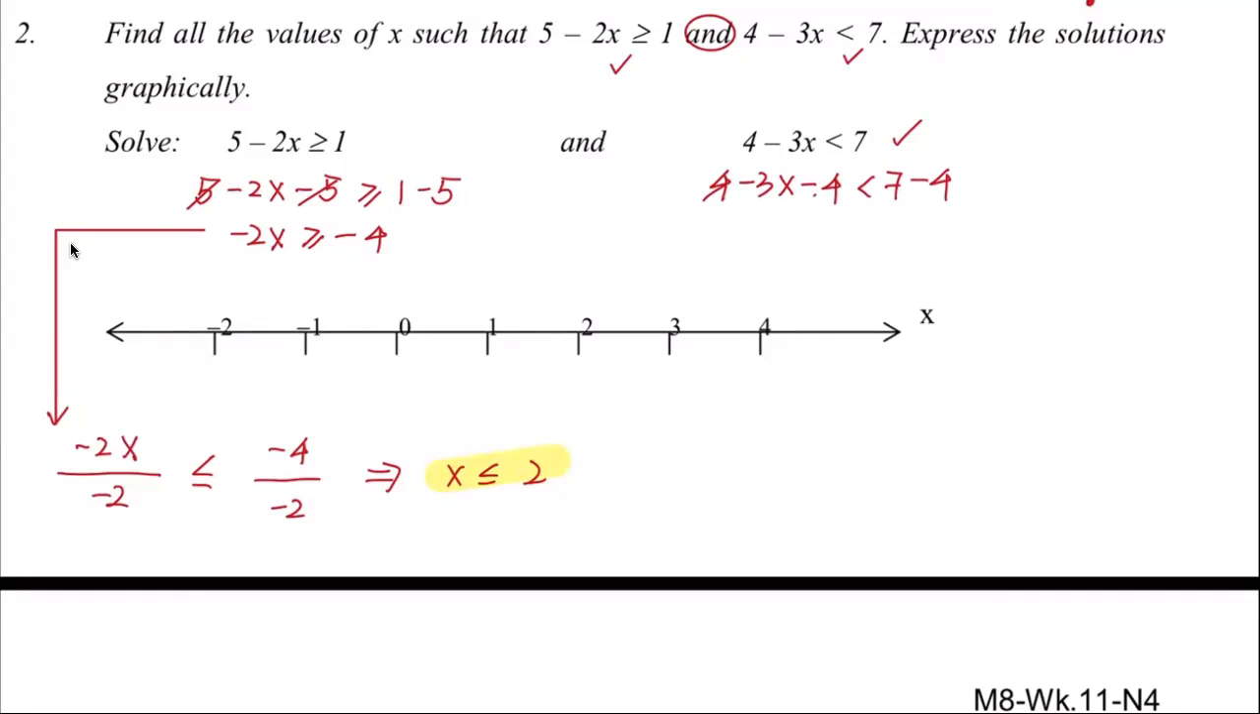Okay. And only 3x is left on the left-hand side. And 7 minus 4, that's 3, right? Here, this is the same scenario. Okay, we have a negative coefficient of the unknown. We need to get rid of the negative coefficient by dividing by the negative number.